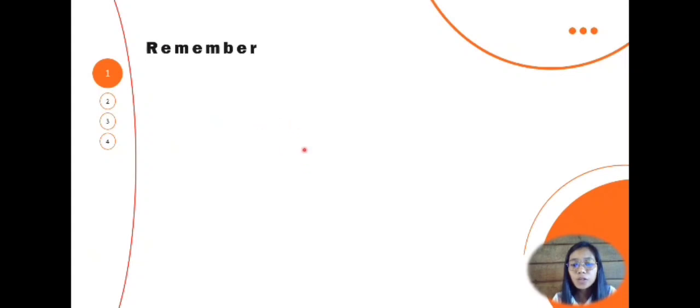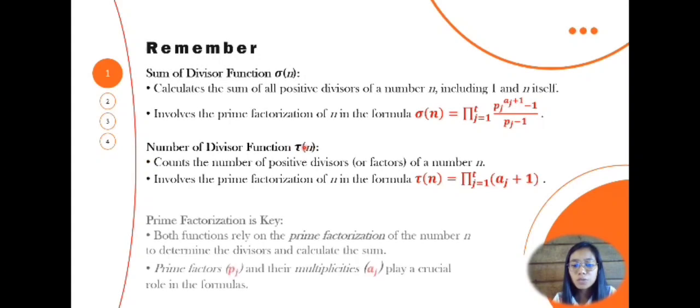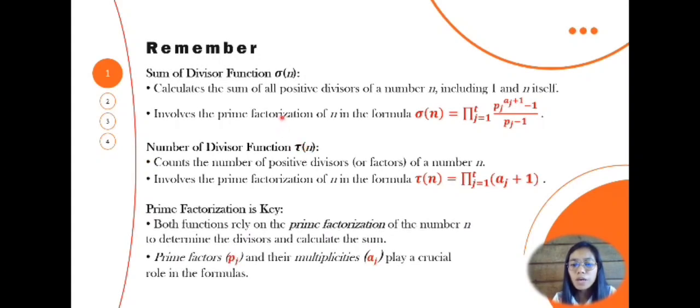Now, before going on to our examples, I have here some important reminders about the two functions. Each function uses different formulas as indicated, and both functions rely on the prime factorization of the number n to determine the divisors and calculate the sum. The prime factors denoted by P sub j and their multiplicities denoted by A sub j play a crucial role in each of the formulas.